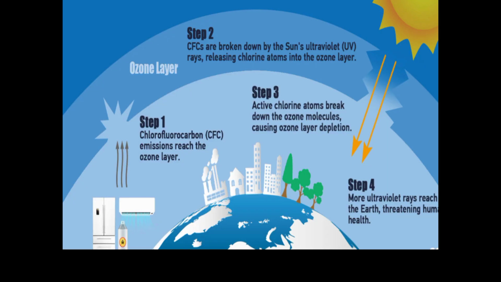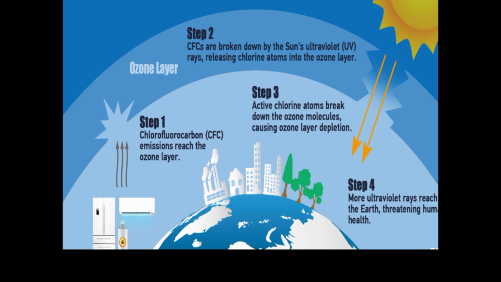As you can see from my screen, we have 4 steps. We're looking at what really takes place during ozone layer depletion. Step 1. As you can see from the diagram, on the left side of the screen, we have the refrigerator, we have the air conditioner, we have the aerosol spray. These are major sources of chlorofluorocarbons. So the chlorofluorocarbon emissions reach the ozone layer at this stage.